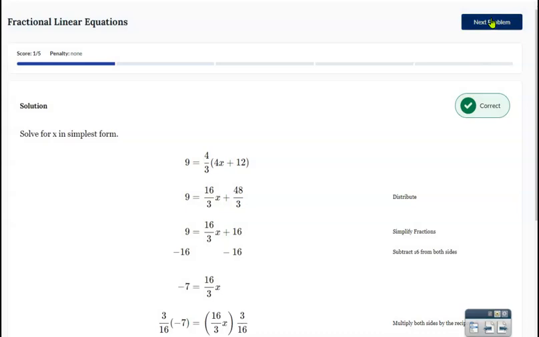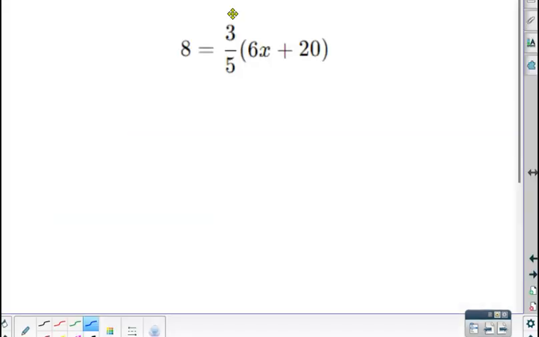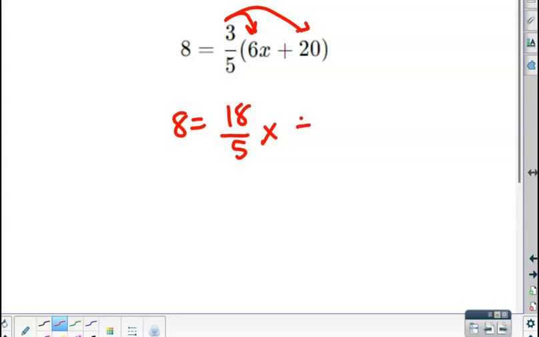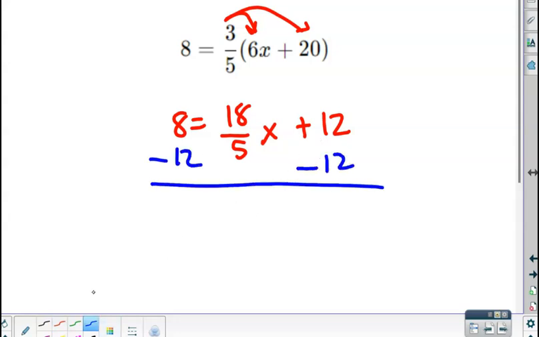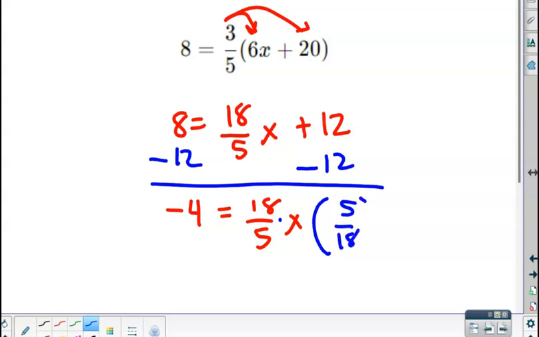And we'll do this again. We're going to multiply 3/5 times 6, and we're going to get 18/5. We're going to multiply 3/5 times 20. Use a calculator if you need to. We're going to get 12. We're going to subtract 12 from both sides. And then instead of dividing by 18/5, we're going to multiply by the reciprocal.